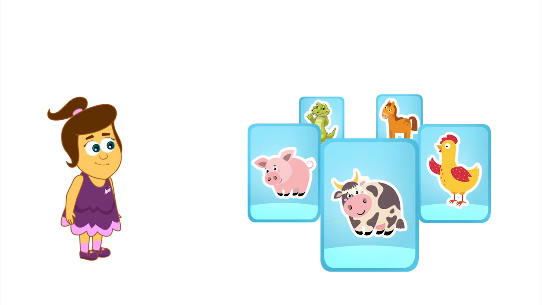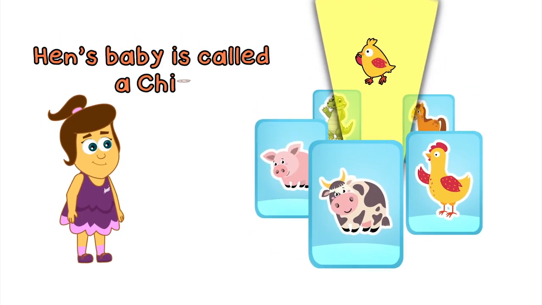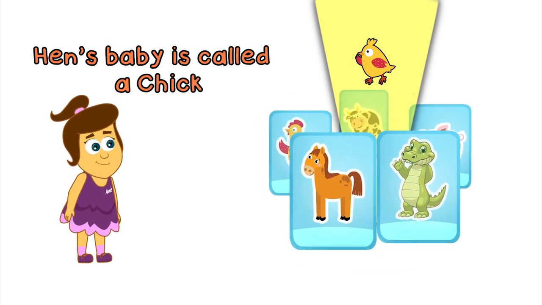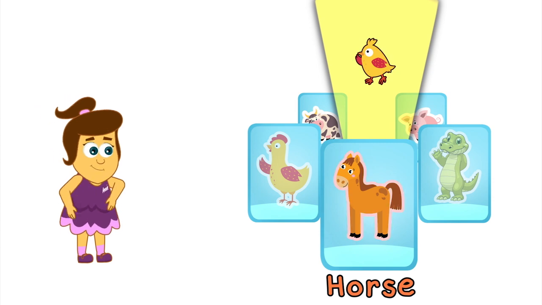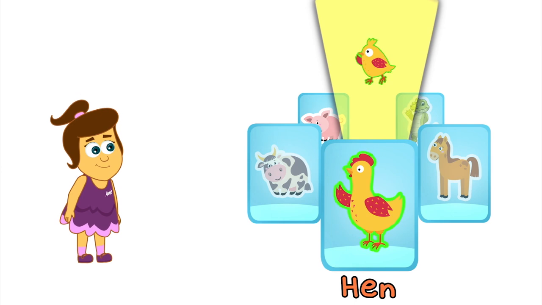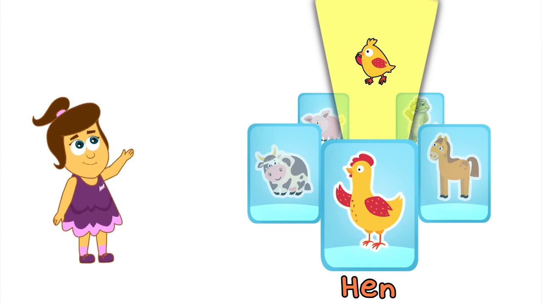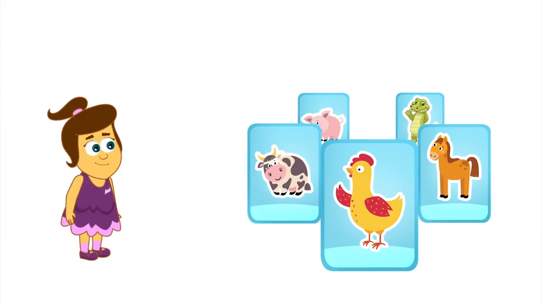Let's do another one. A hen's baby is called a chick. Can you find the chick's mommy? Is it a horse? How about a hen? Yay! Well done! You remembered! Hen is a chick's mommy. Excellent! Let's do another!